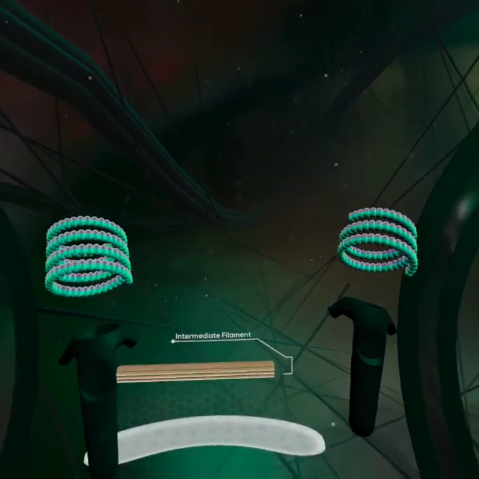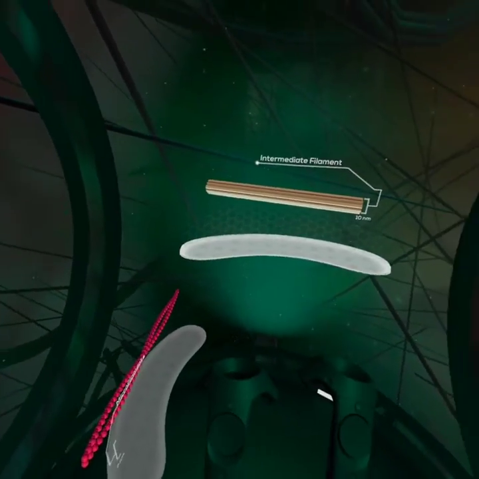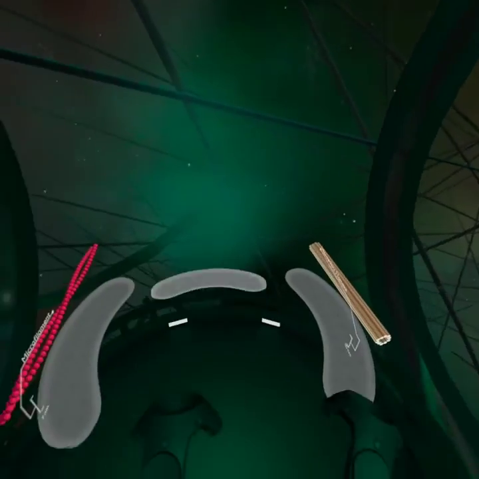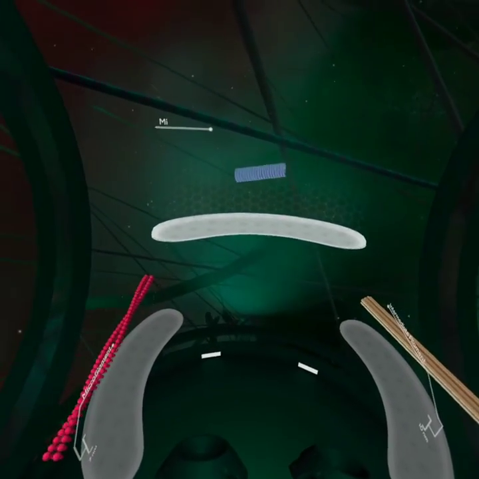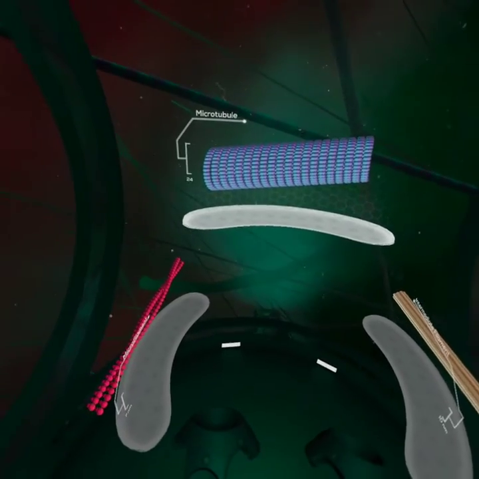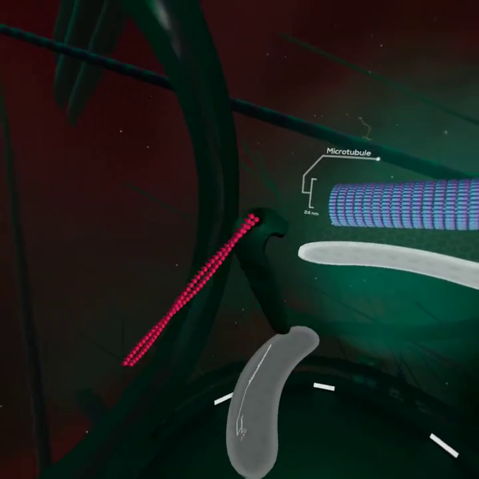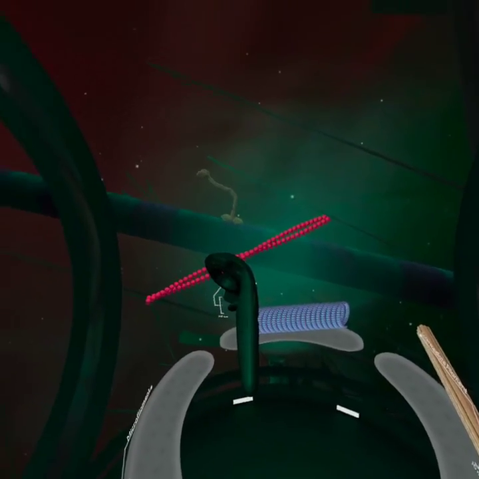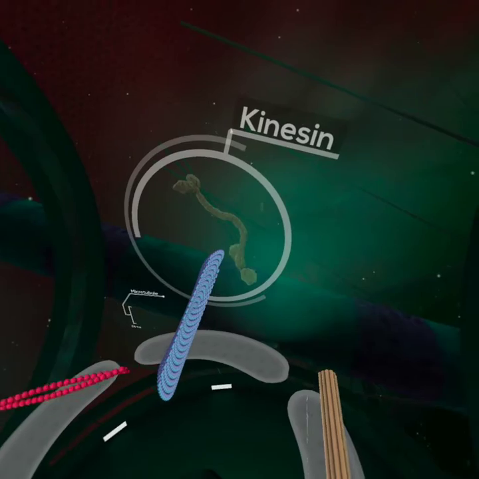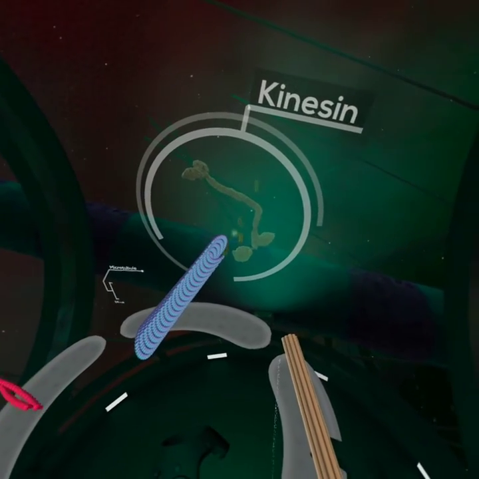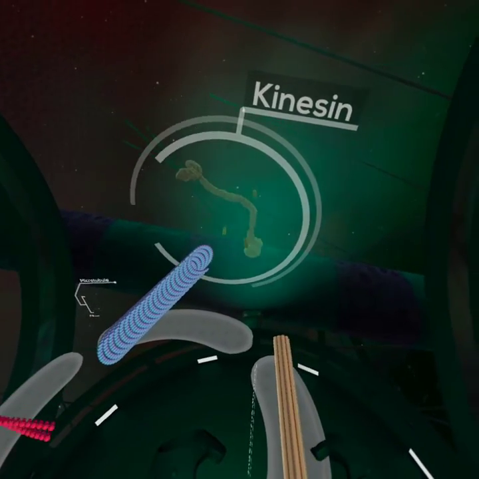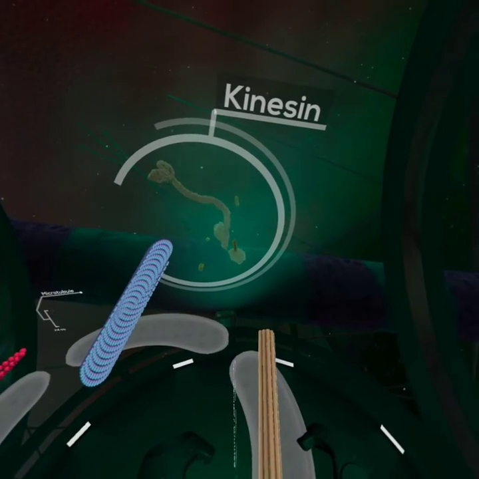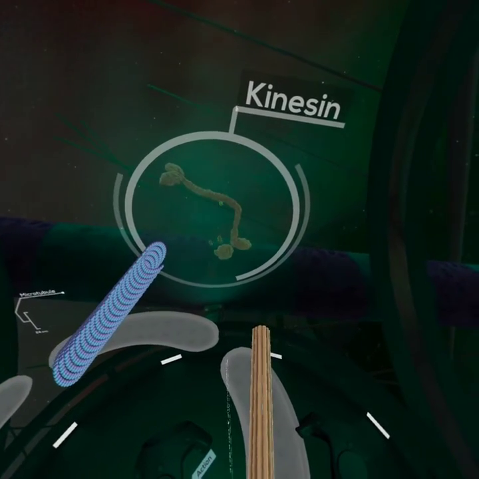Intermediate filaments are made of the protein actin, with a diameter of 10 nanometers. Lastly, microtubules have a diameter of 24 nanometers, which is wide enough to be used for transport. A special type of protein, called kinesin motor protein, has the ability to walk along microtubules. It latches onto larger structures and transports them around the cell.